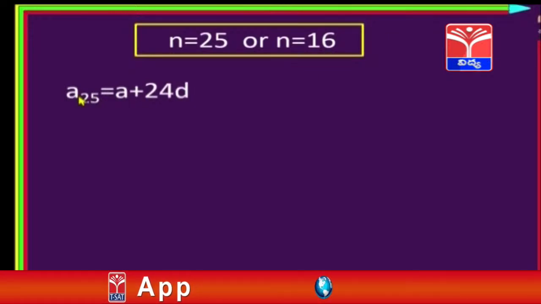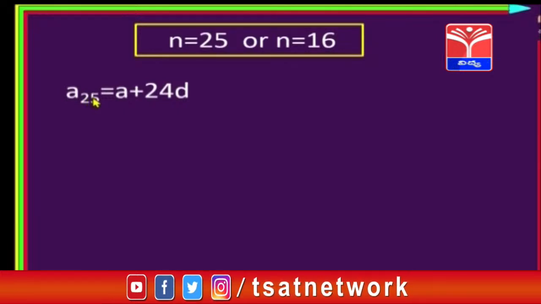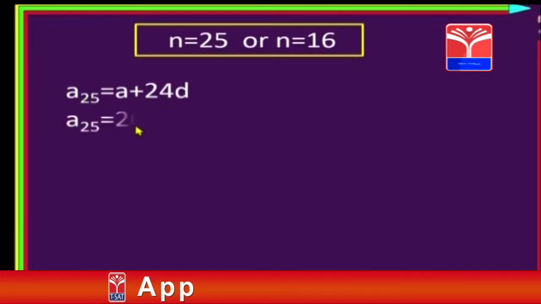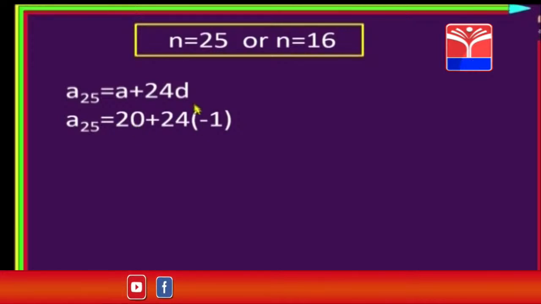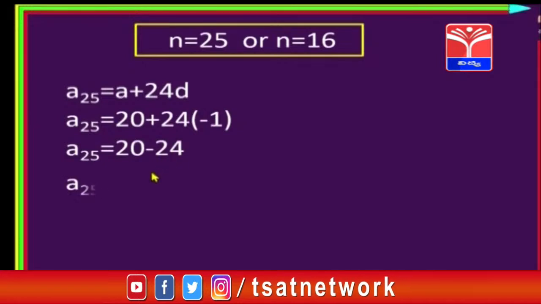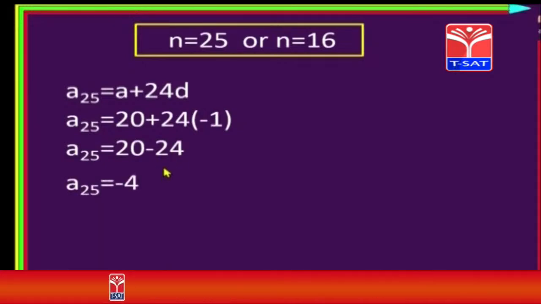Now I am going to find a25. That means I am going to estimate how many logs are there in the 25th row. So a25, what is the formula for the nth term? That is an is equal to a plus n minus 1 into d, right? So a25 is equal to a plus 24d. Now a25 is equal to, what is a? 20, plus 24 into, what is d? Minus 1. In the bottom row we have 20 logs and the common difference is minus 1. So a25 is equal to 20 minus 24, a25 is equal to minus 4. Is it possible to arrange minus 4 logs? Is the number of logs negative?